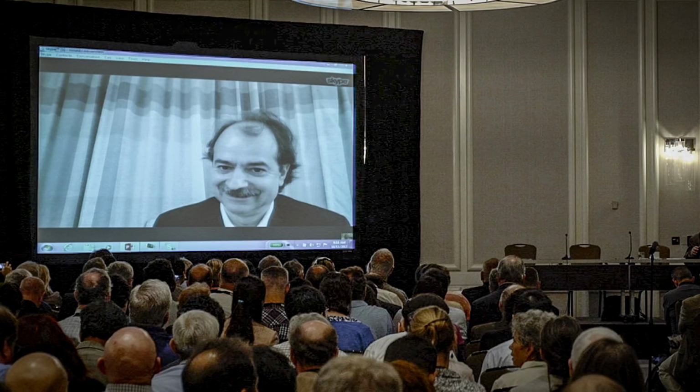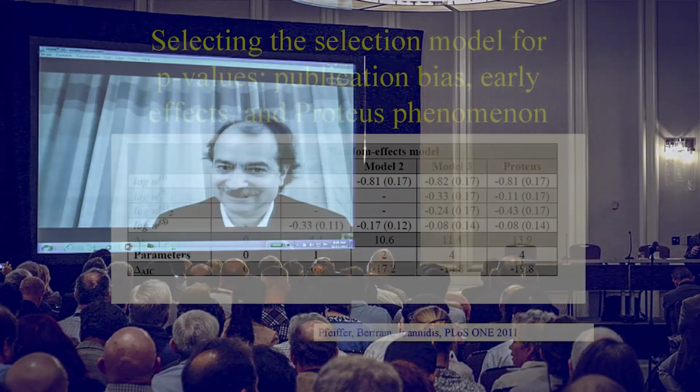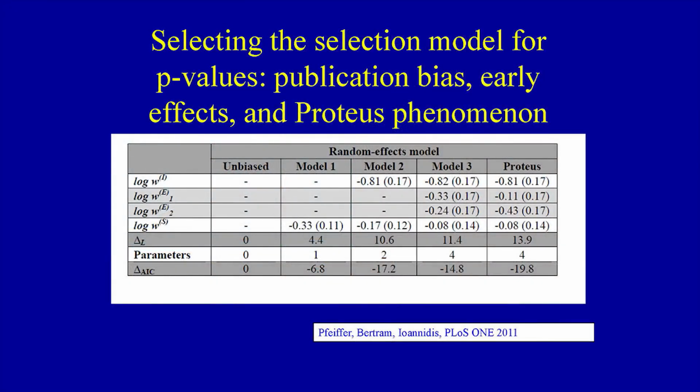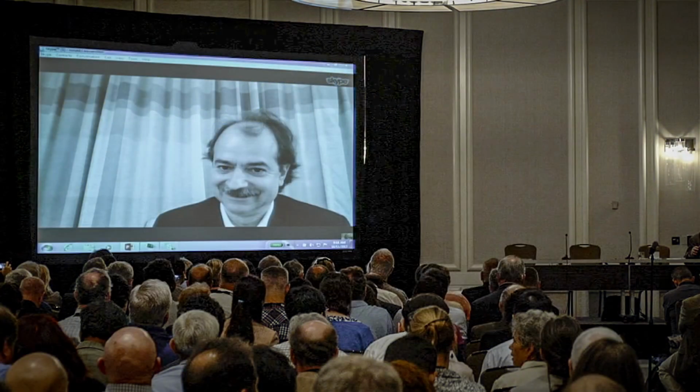We have tried to model different combinations of these factors and forces within large data sets. And this is looking at modeling done within large hypothesis-testing genetics with different models. The best fitting model suggests that we see a combination of publication bias, early extreme effects, and Proteus phenomenon. So we have to be careful because each field within these 200,000 clusters in the universe of science may have different sorts of selection models and different ways that p-values are cherished or not cherished and are sought or chased.